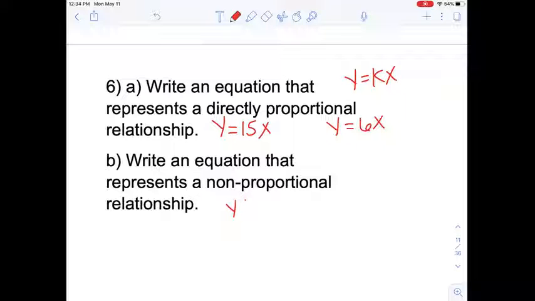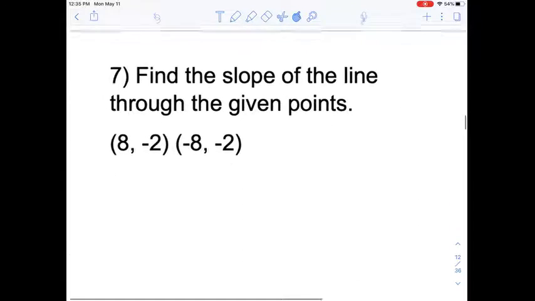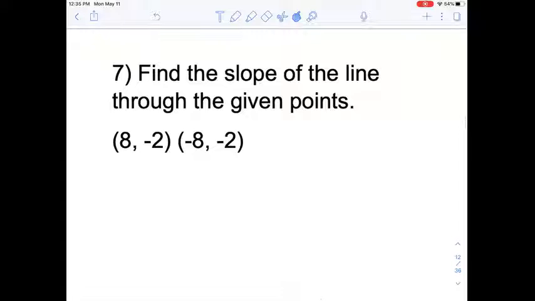Then an equation that is non-proportional has that addition or subtraction. So that could be y equals 15x plus 1. Y equals 6x minus 7. Those are non-proportional because they have that addition or subtraction. We want it just to be the multiplication of a constant and x.